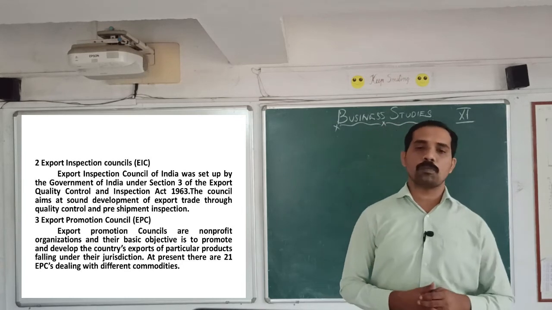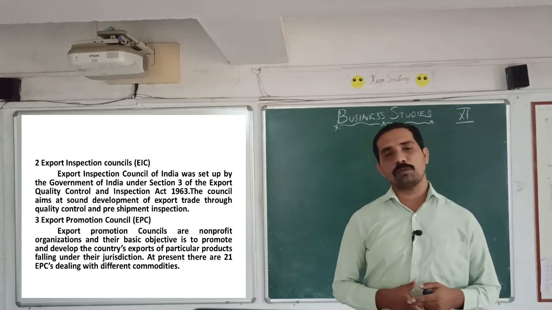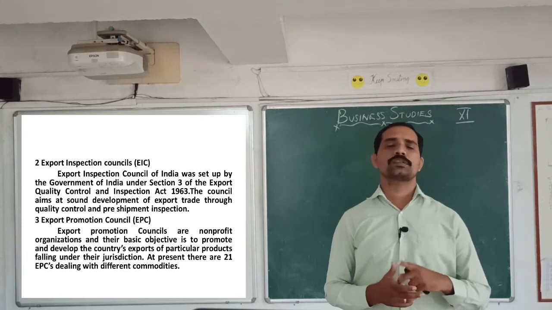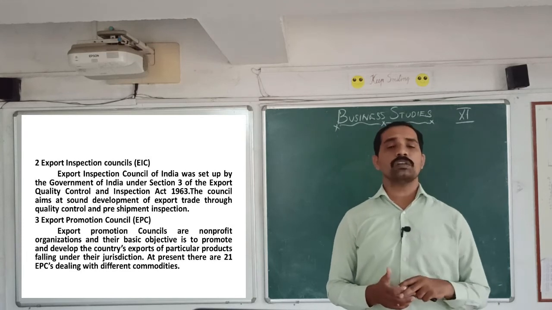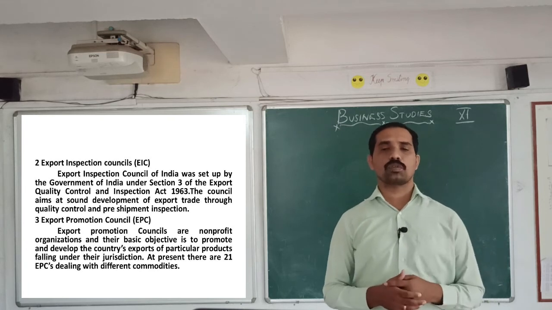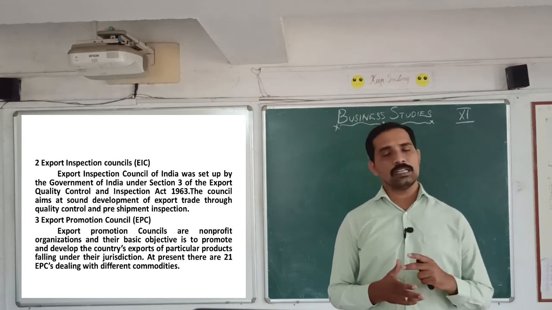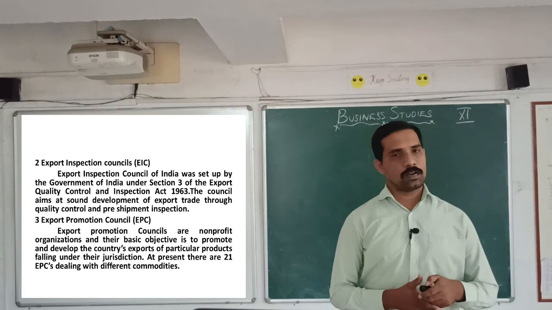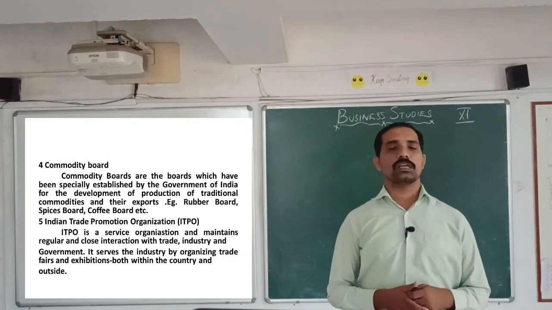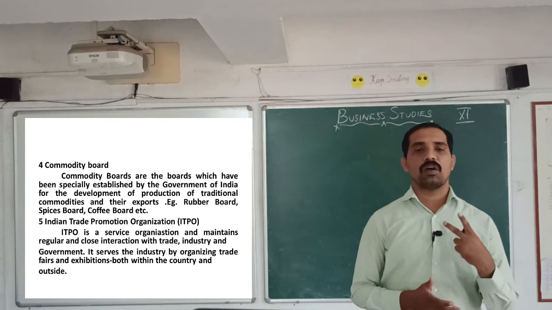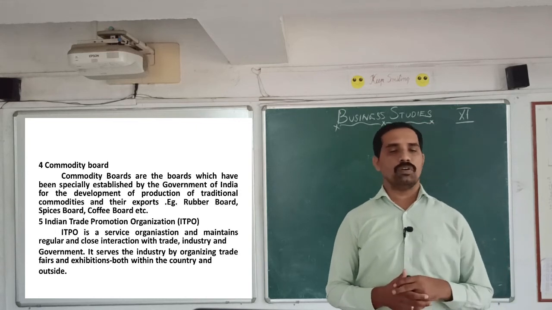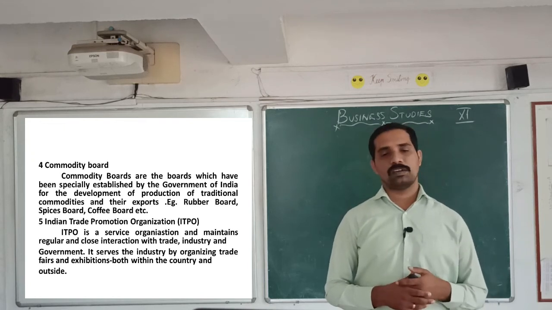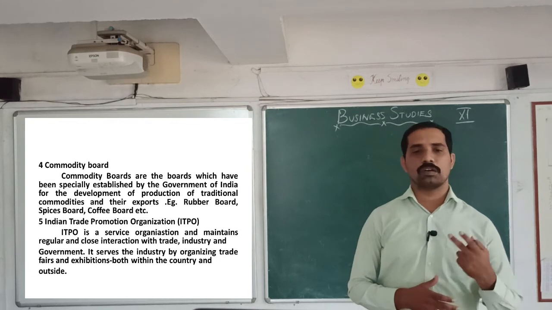Okay, then Export Promotion Council, EPC. So Export Promotion Councils are non-profit organizations and their basic objective is to promote and develop the country's export of particular products falling under their jurisdiction. See, at present there are 21 EPCs dealing with different commodities. Then commodity boards. So commodity boards are boards which have been specially established by the Government of India for what? The development of production of traditional commodities and their export. Okay, for example, rubber board, spice board, coffee board.